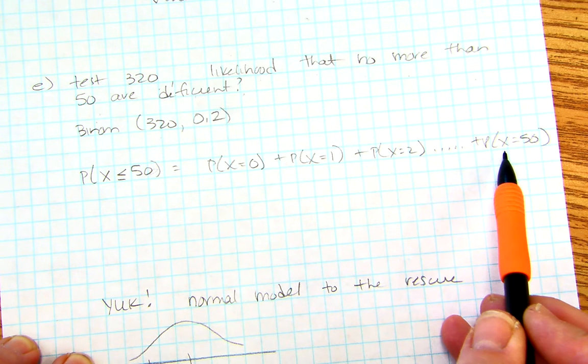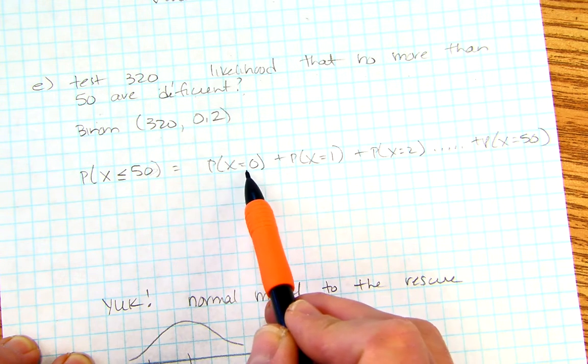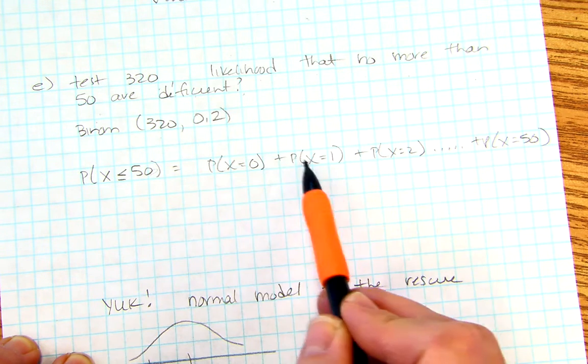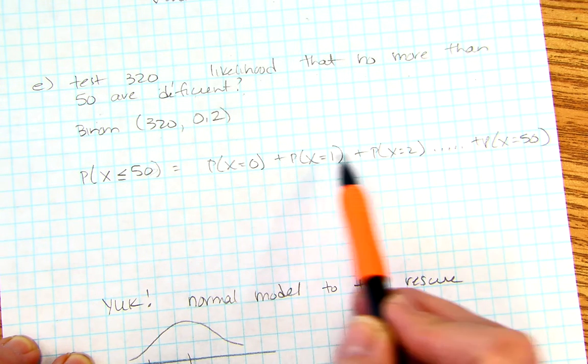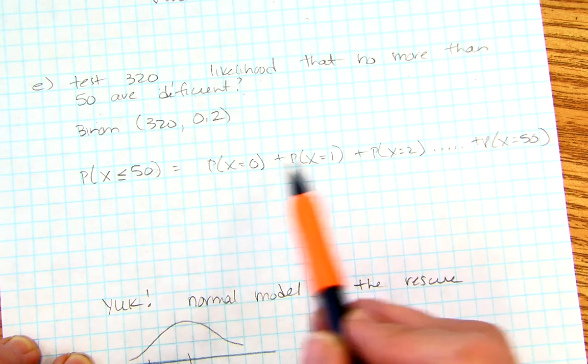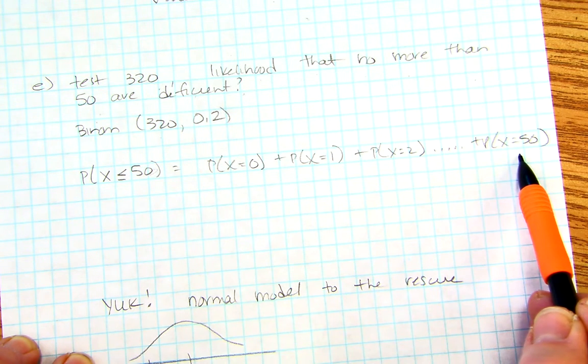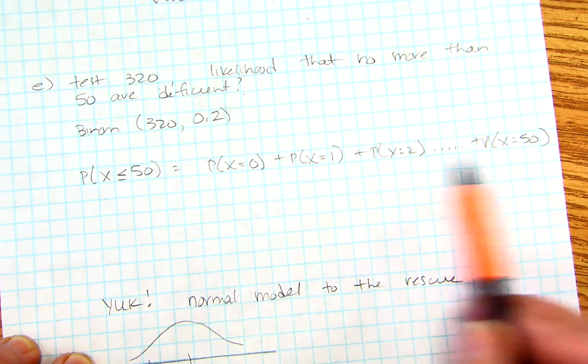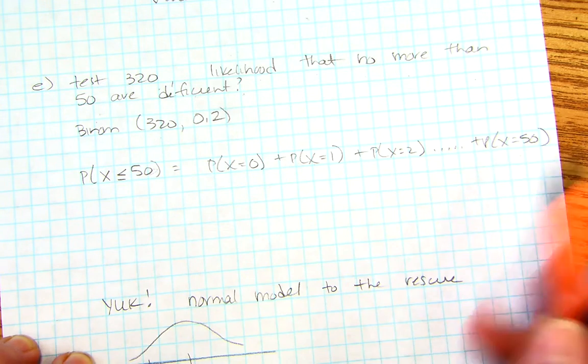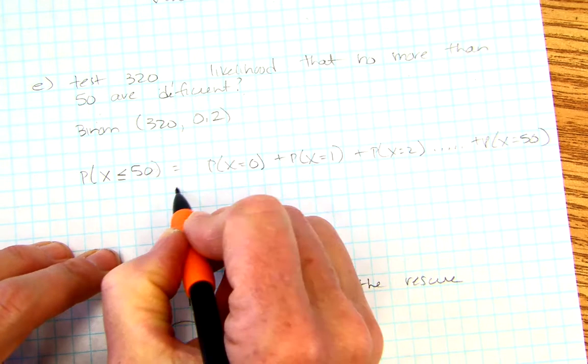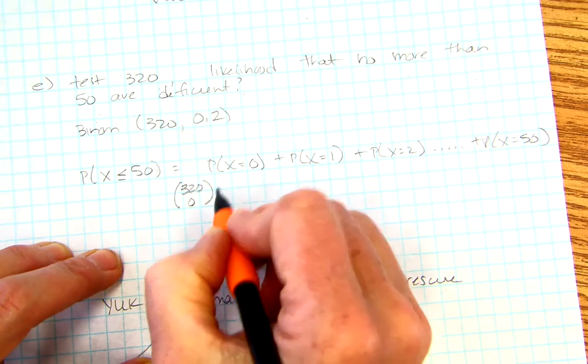I could figure out what's the likelihood that none of them were deficient? What's the likelihood that one of them was deficient? What's the likelihood that two of them were deficient? And I would have to do that all the way up to 50. That's pretty tedious. Who wants to make those 51 calculations? But just to remind you, I would want to know how many ways we would get 0 out of 320.